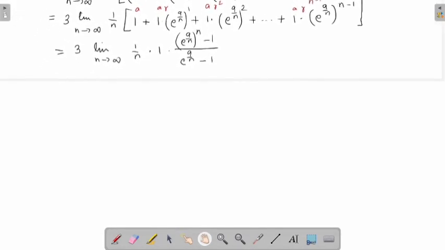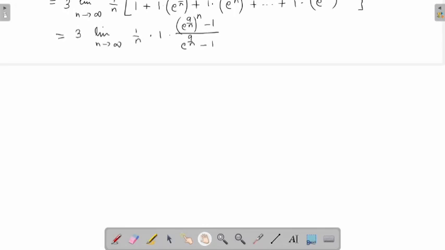So here, see very carefully, something is getting cancelled, I guess. See, this and this get cancelled. Yes or no? So we have 3 limit n tends to infinity 1 by n into, in the numerator, e to the power 9 minus 1, and in the denominator, e to the power 9 by n minus 1.